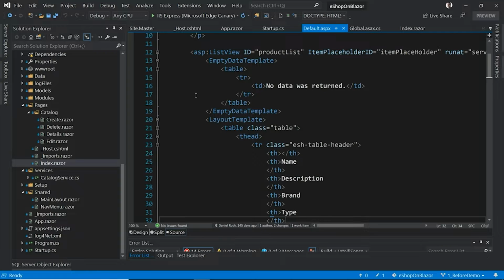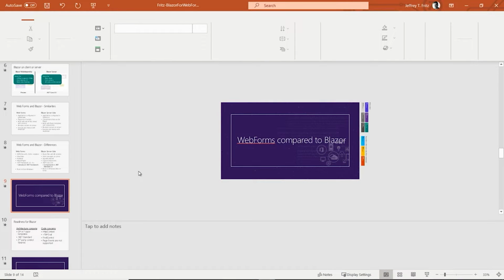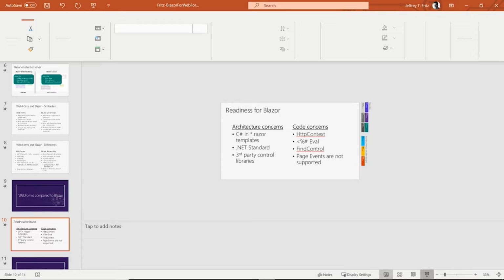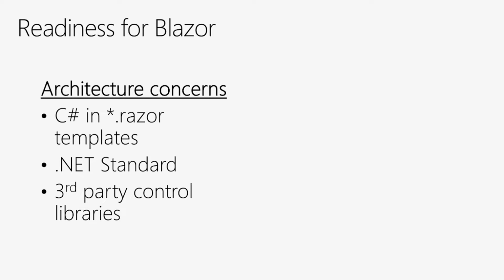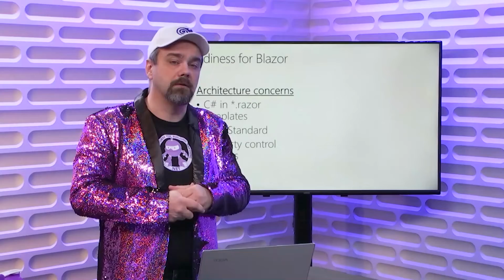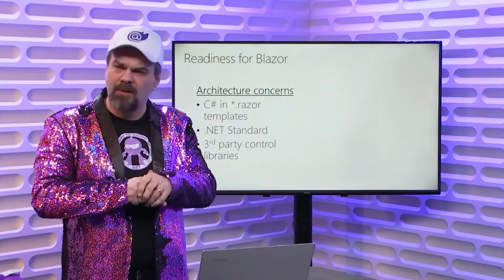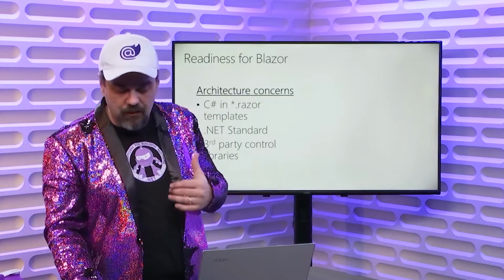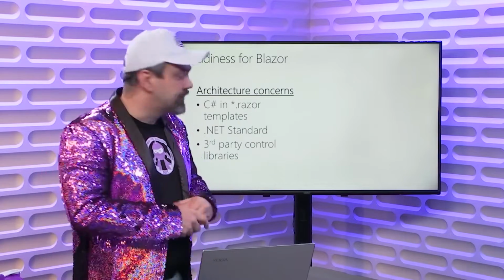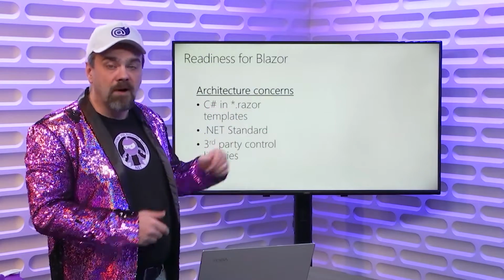Let me go back over to the slides now, and I want to talk a little bit about what it means to be ready for Blazor. Because I've talked a bit about the differences, I've talked a bit about the similarities and how this demo works, but I want to make sure that you know there are some concerns you're going to have with the architecture of your application when you want to start considering getting it updated, migrated to Blazor. And I'm using the term migrate. It really is a bit of a rewrite that you need to be aware of and you need to be able to handle here. So C# runs in Blazor.